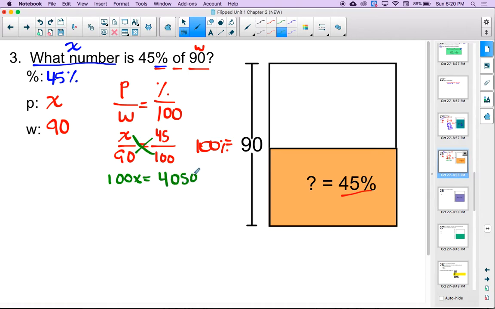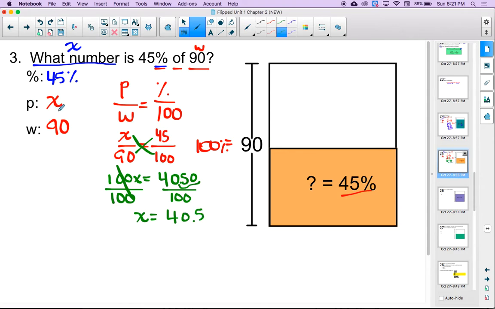If you don't believe me, go ahead and check my math. Pause the video and do the division. We want to isolate the variable, so we're going to divide both sides by 100 to get that x all by itself. 100 divided by 100 is 1, so we're left with 1x equals. Shortcut for dividing by 100: move your decimal 2 places to the left. I get 40.5.